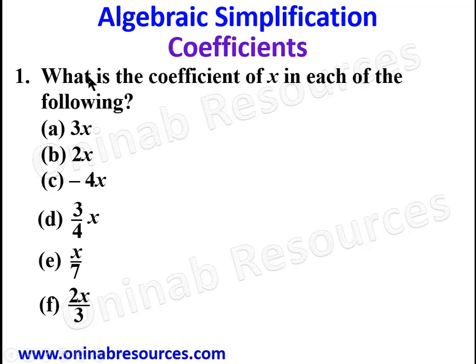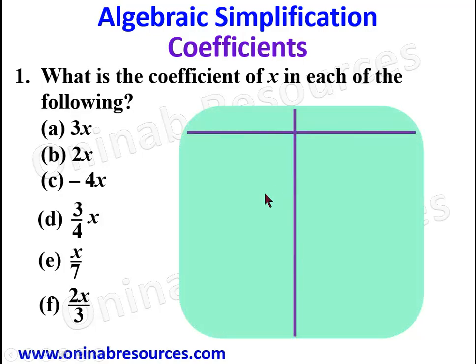So our first problem: what's the coefficient of x in each of the following? We have 3x, 2x, negative 4x, 3 over 4x, x over 7, and 2x over 3. So we start the solution of the problem. We want to present the solution in a tabular form, with the expression in the first column and the coefficient in the second column.